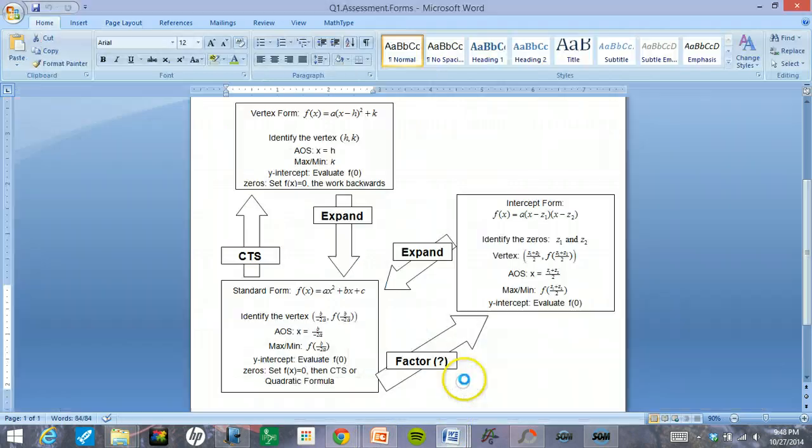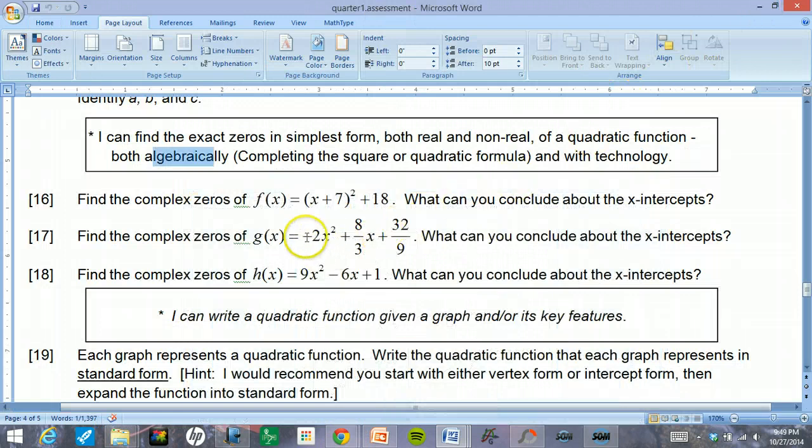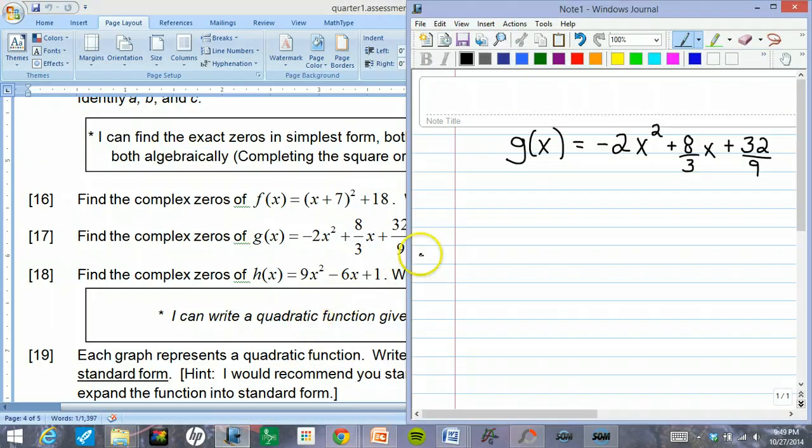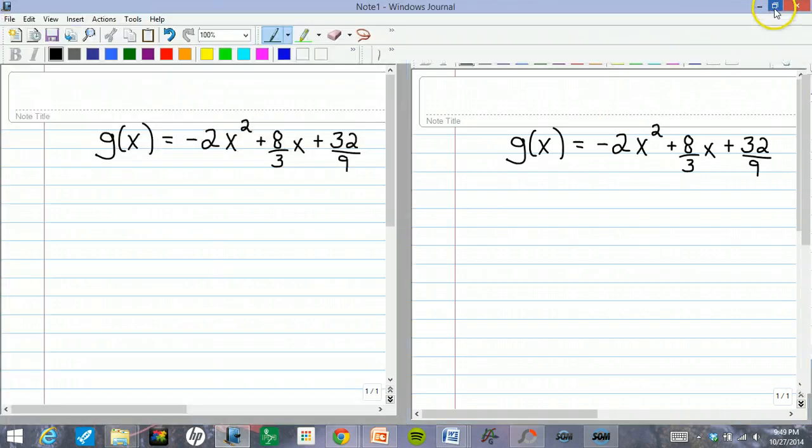Referring back to this sheet, we do have standard form. And how do we find the zeros? Set the output to 0, then either complete the square or use the quadratic formula. Looking at this function, I'm not sure either one's going to be easier than another. I could use the quadratic formula, but I did that in an earlier video.